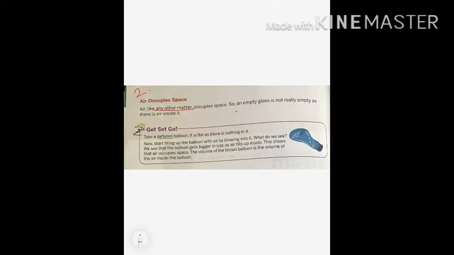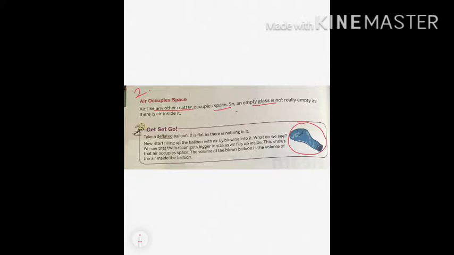Let us find it out. Air, like any other matter, occupies space. An empty glass is not really empty. There is air inside it.